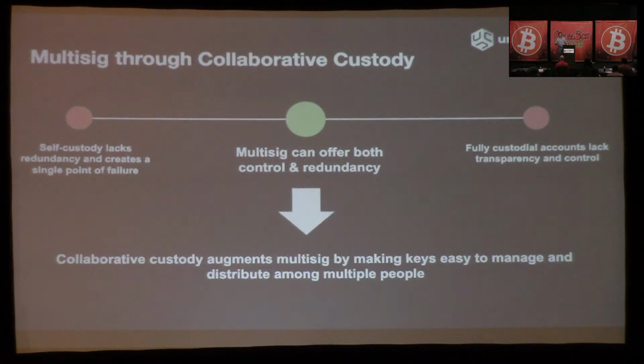I think about multi-sig, especially with collaboration, as kind of in the middle, where you're still sovereign, like you would be in a single sig situation, but you're not entirely on the hook for securing every single piece of that information. The collaborative nature of it augments multi-sig by making keys easier to manage and distribute, and making all of that information, those 7, 8 pieces that you need to save, simpler for you to do as an individual.